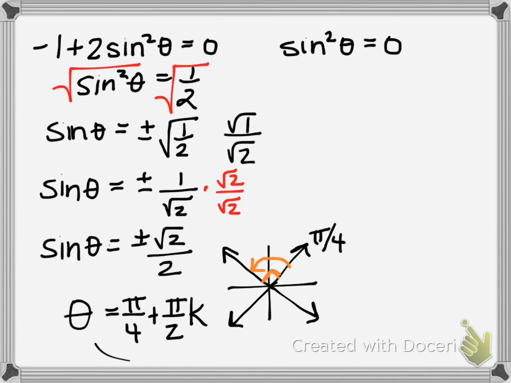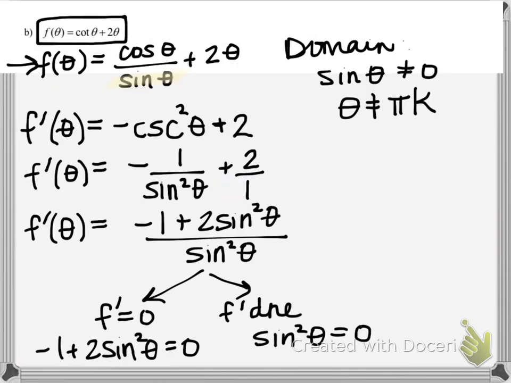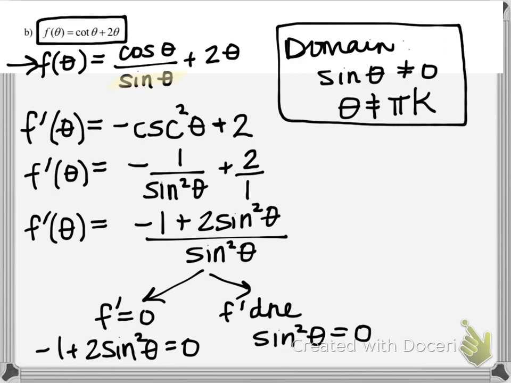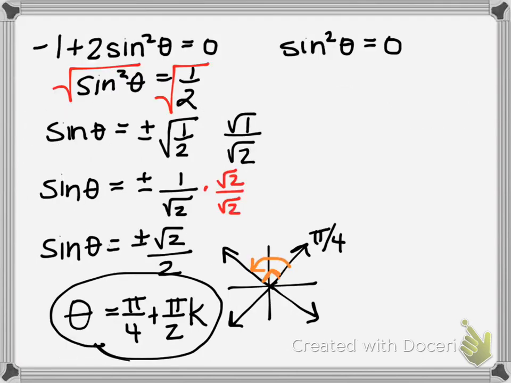Now let's double check. Are these values in the domain? Let's go back and look. Over here for the domain, we said the domain would be all the values except for multiples of pi. So therefore, these are all going to be considered critical numbers.